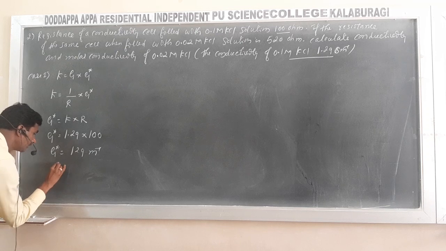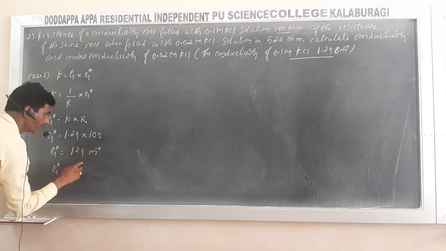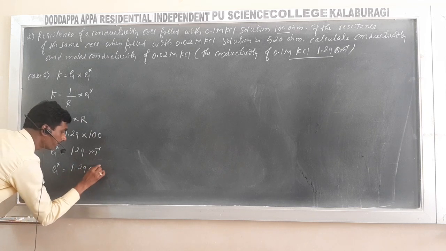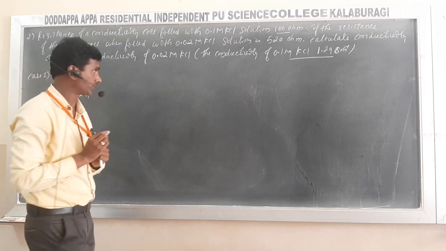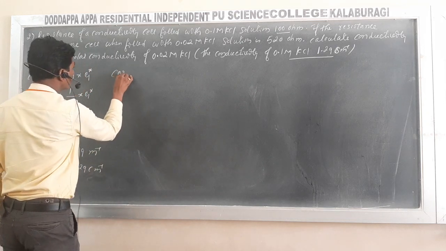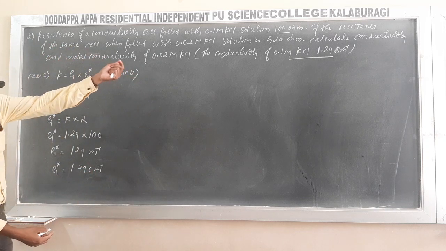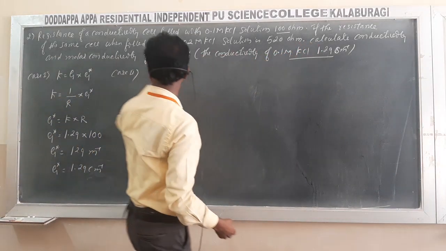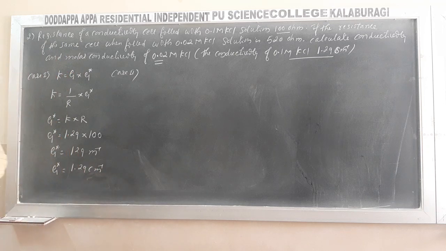But we have to convert this into centimeter. So 129 per meter is nothing but 1.29 per centimeter. So this is the G star, the cell constant. Next, case 2. Now the G star is found, and now you have to calculate the conductivity and molar conductivity of 0.02 M KCl.